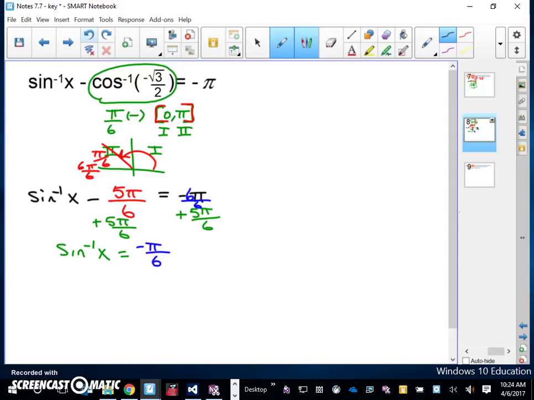We're still peeling the onion, right? We're still trying to isolate x. And so to isolate x here, we're going to take sine of both sides. That means x equals sine of negative pi over 6.